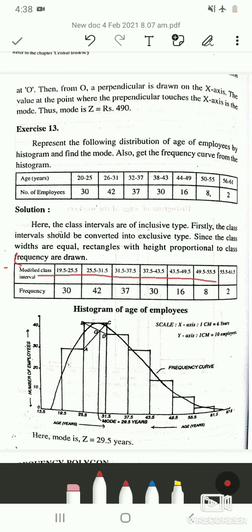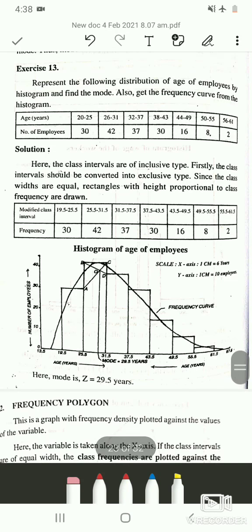I hope you guys by now know how to convert the class intervals. So now we have modified class intervals as well as frequencies. So no need of finding frequency density because this is of the equal width. So let us plot a histogram first. So along the x-axis age in years is taken, and along the y-axis number of employees is taken.